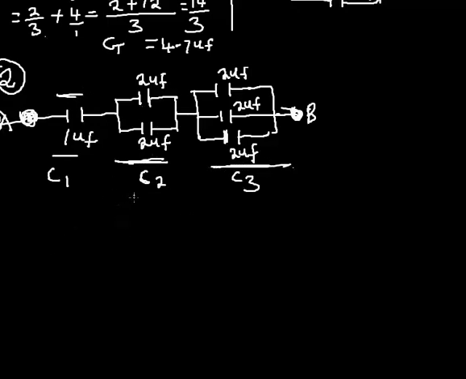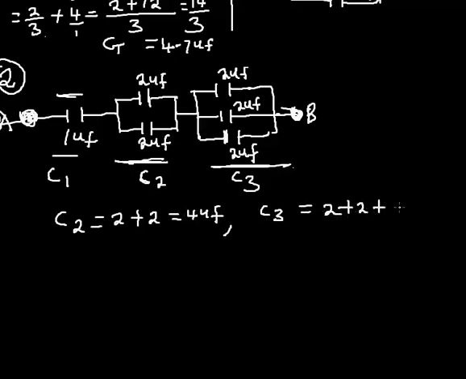So what do I have to do first before I find the total equivalent? I'll have to resolve the parallel connections first. Let's start with C2. For the parallel connection, I'll add: 2 plus 2, which is 4 microfarad. Then C3: 2 plus 2 plus 2, which is 6 microfarad.